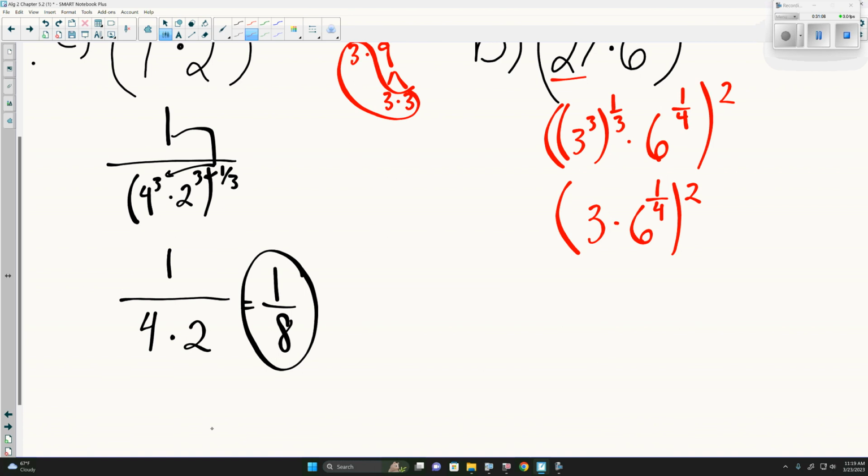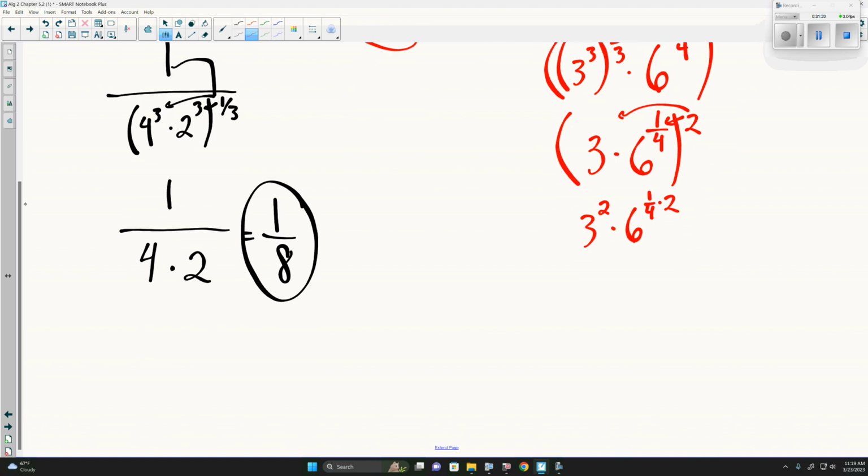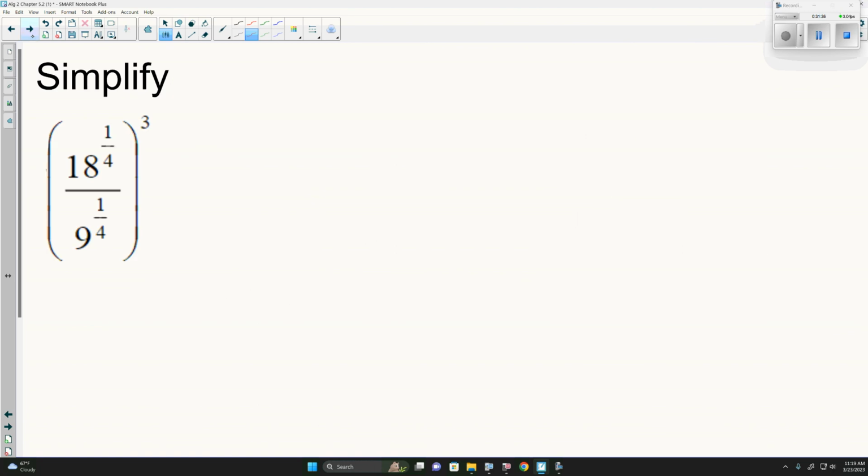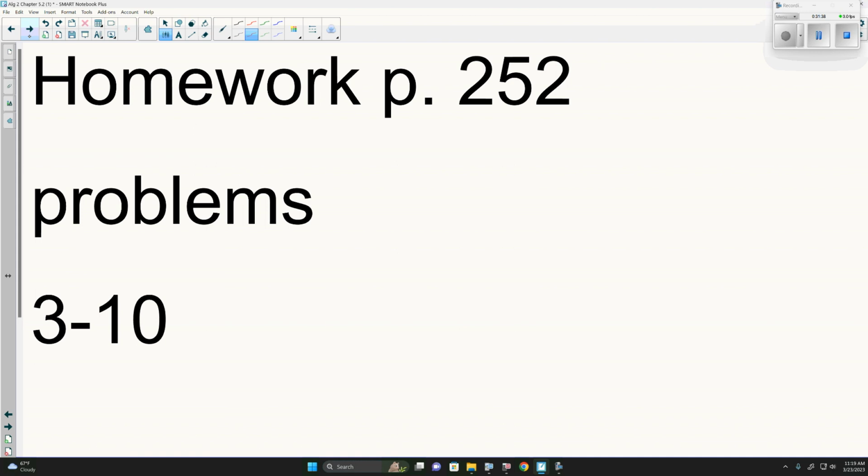Now, the last thing we need to do is apply this 2 to both terms, which would give us 3 squared times 6 to the 1/4 times 2. 3 squared would be 9, and we'd have 6 to the 1/2. Any questions on any of this here? Your homework is on page 252, problems 3 through 10.